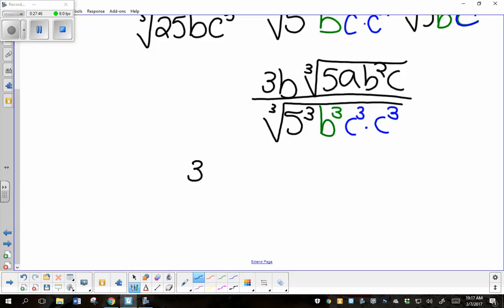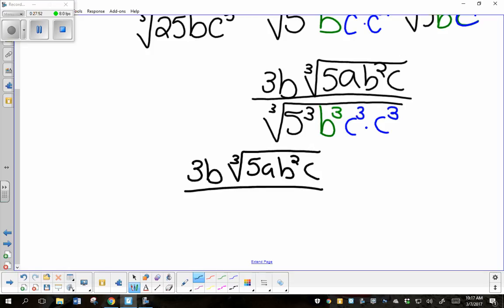So on the top, we've got 3b times the cube root of 5ab squared c. I just kept the top the same. Didn't change it. Then on the bottom, we've got a group of 3 5s. He gets to come out, right? 5's coming out.